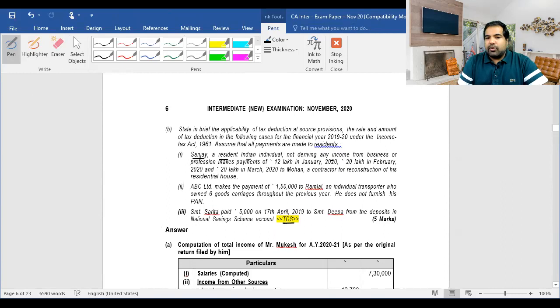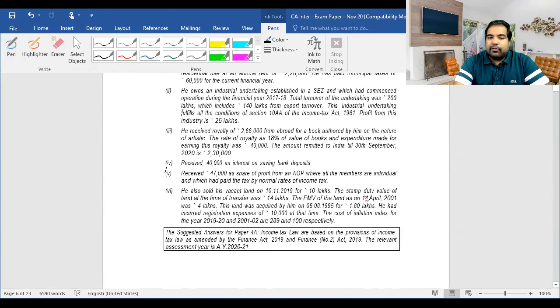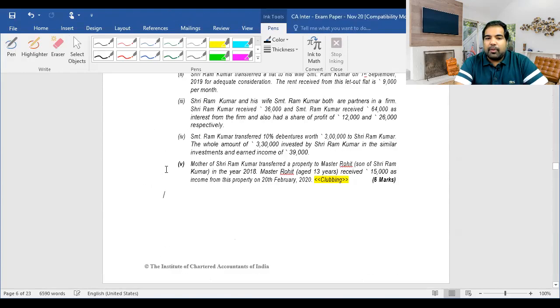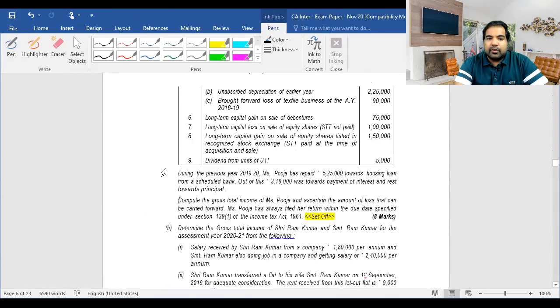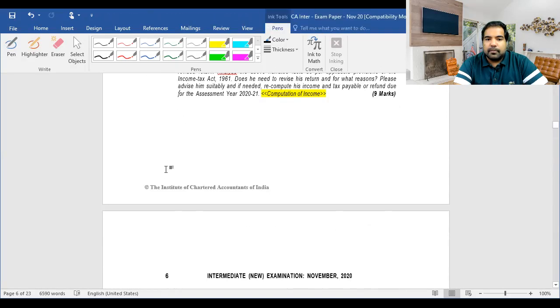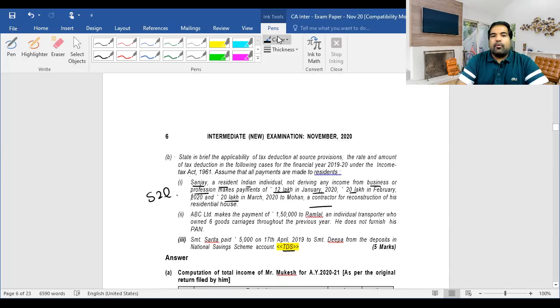Sanjay, a resident individual not deriving any income from business or profession, basically means small individual, makes payment of 12 lakhs in January, 20 lakhs in February, and 20 lakhs in March, so 52 lakhs basically, to a contractor. While 194C does not apply because he's a small individual, small HUF, 194M applies to him. So as per 194M, TDS at the rate of 5% will have to be deducted.